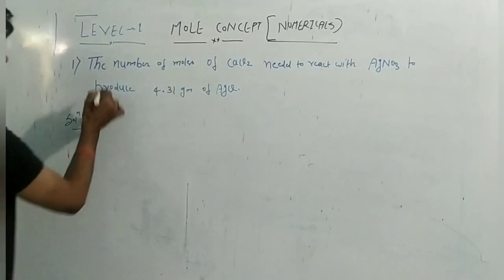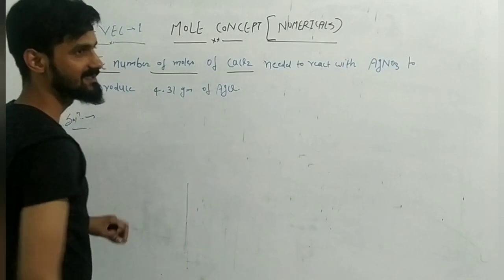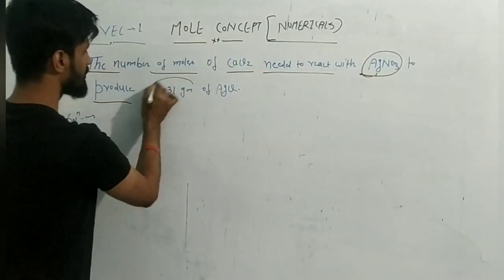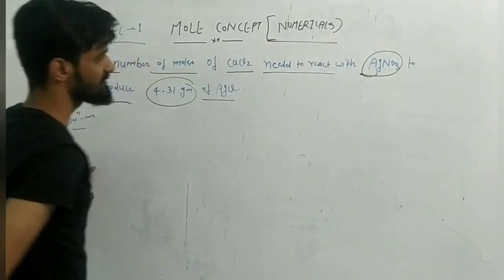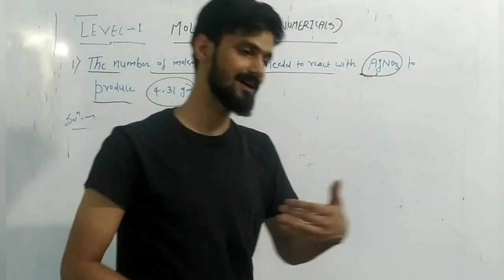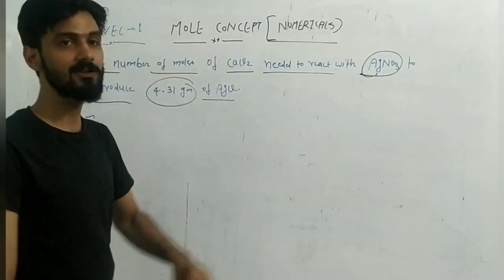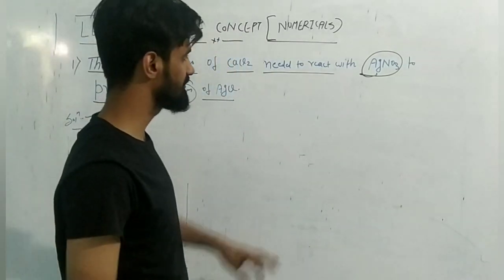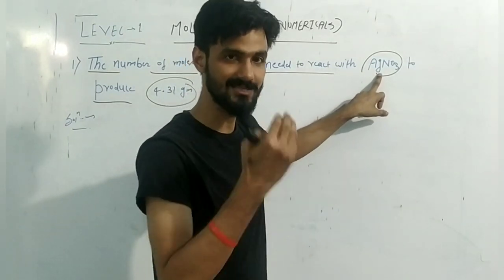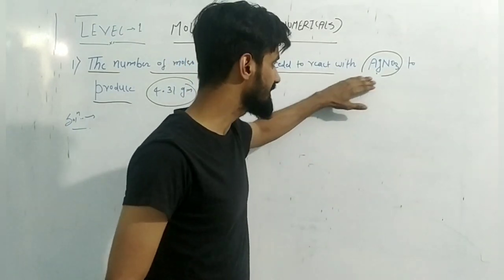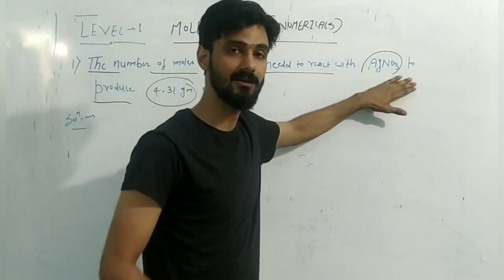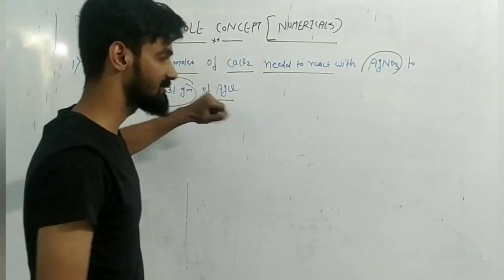The question is telling the number of moles of CaCl2 needed to react with AgNO3 to produce 4.31 gram of AgCl. My dear students, first of all, try to understand the basic things that you have to apply while solving numerical problems, because so much confusion used to come. In which way you have to understand the question, in which way you have to study the question first, because understanding of the question is a very difficult thing in this numerical part.